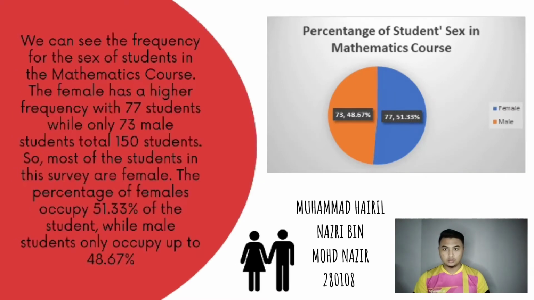First of all, we talk about the frequency of sexes of students in the mathematics course. The female has a higher frequency with 77 students, while there are only 73 male students, a total of 150 students. So, most of the students in this survey are female. The percentage of female occupies 51.33% of the students, while male students only occupy 48.67%.